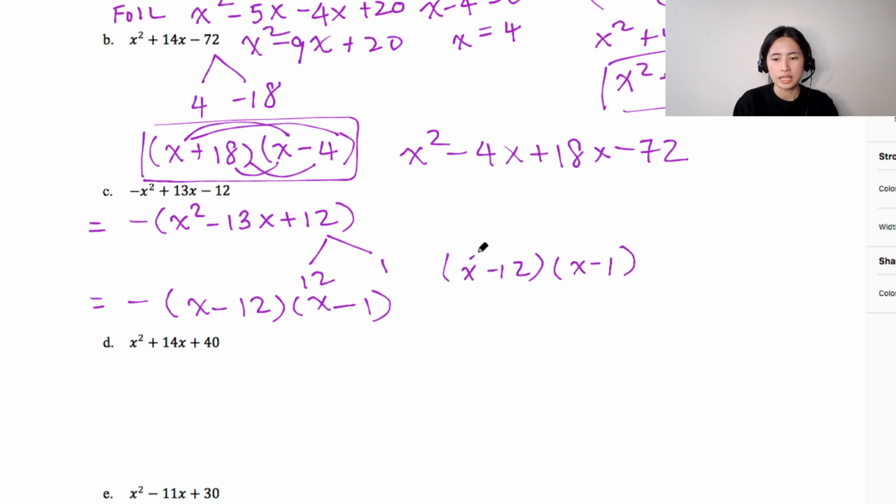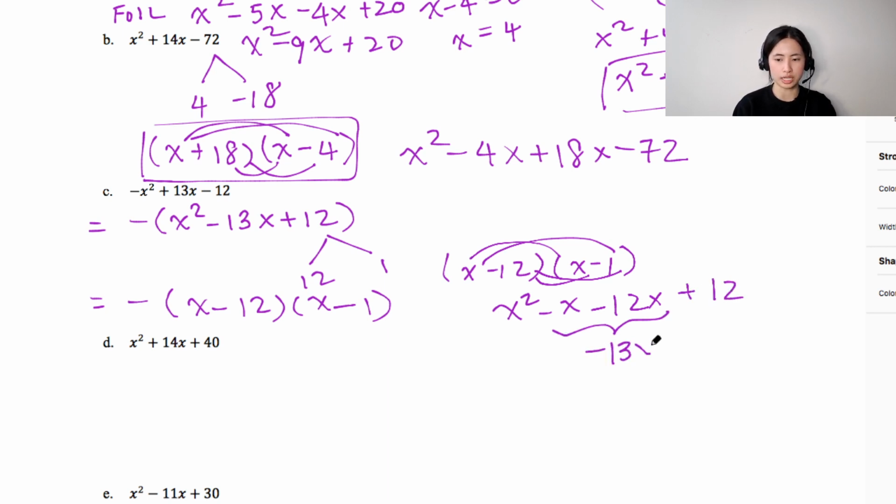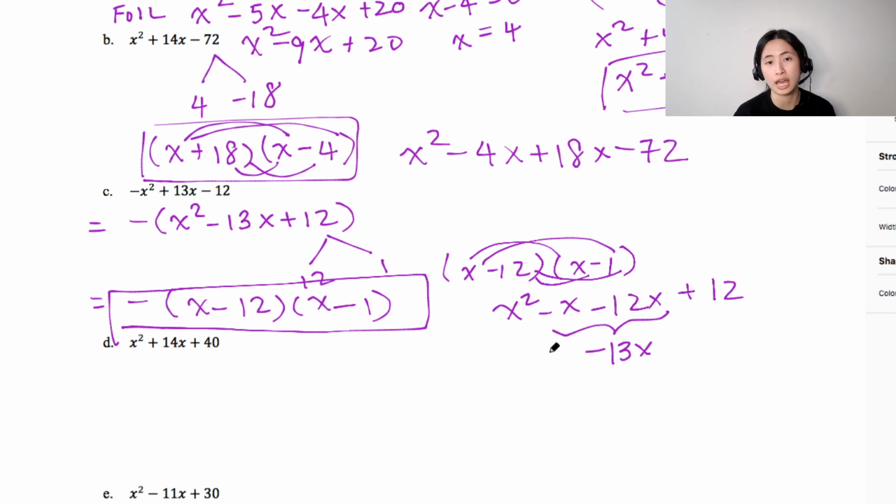This is now x squared. Then this is minus x. This is minus 12x. And as you can see, this is negative 12 times negative 1. This is now positive 12, right? So this actually adds up to negative 13x, which is what we wanted. Because this is negative 13x and this is basically positive 12, and we still kept the negative sign. So that's why this has to be the answer, because you wanted to have negative 13x and on top of that you wanted to have 12. Okay, great. So we can try the next question.